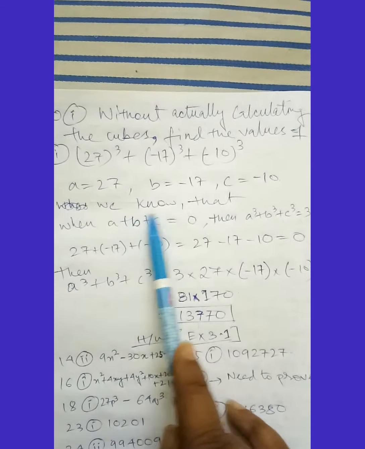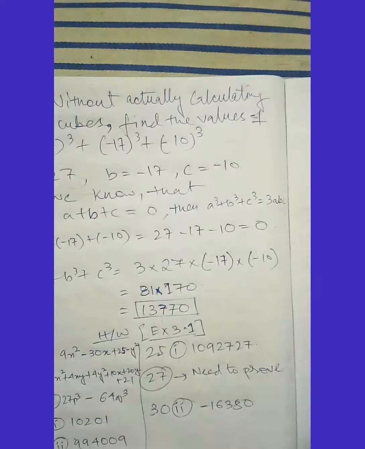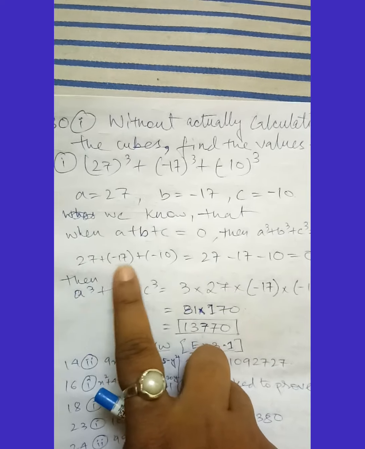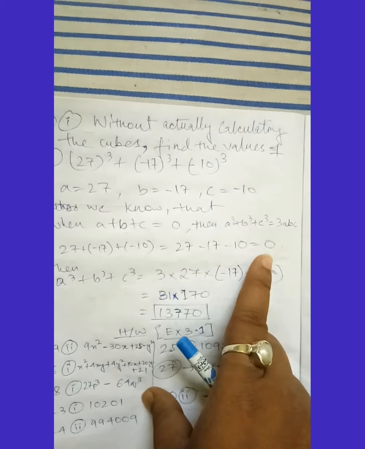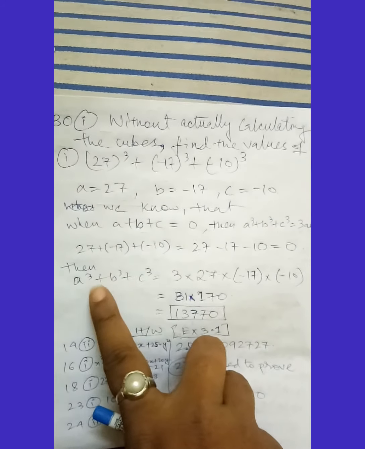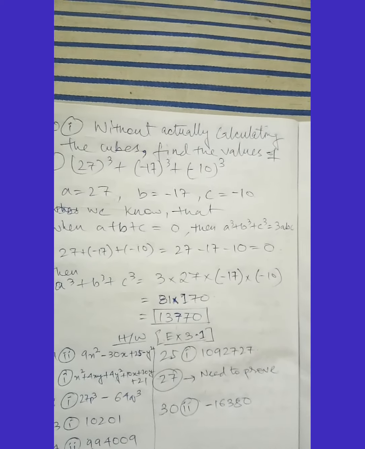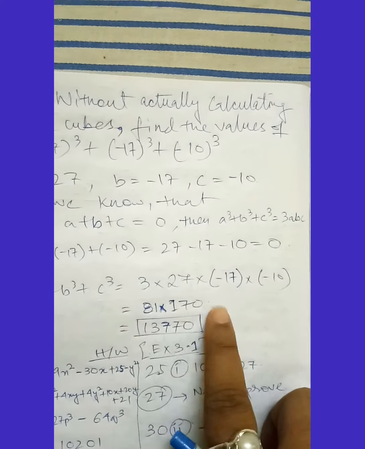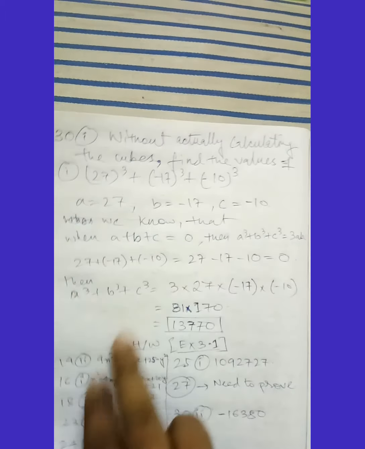Then we know that when a plus b plus c equals 0, then a cube plus b cube plus c cube equals 3abc. From here, 27 minus 17 minus 10 is coming 0. Clear? Okay, next is a cube plus b cube plus c cube equals 3abc. I know the formula, so I put the value of a, this is b, and this is c. Now after multiplying, it is coming 13770.